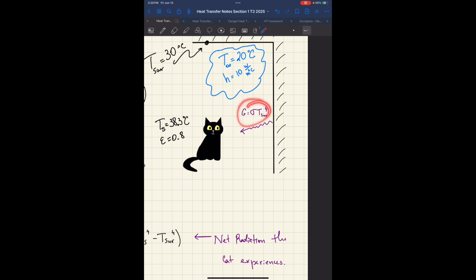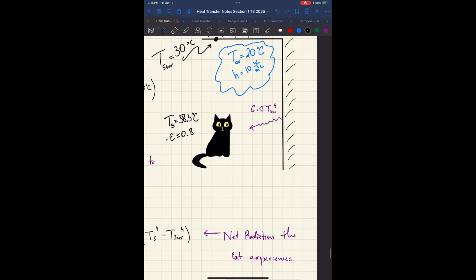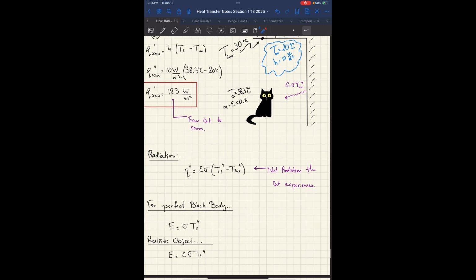However, the cat is not going to get all that because the cat has an absorptivity. Now, I gave you a hint. I said the cat is a gray body, so that means that your epsilon equals your alpha. So, in other words, the cat is absorbing 0.8 times this. It's only absorbing 80% of the incoming radiation. So, basically what you have to do is put those two things together.